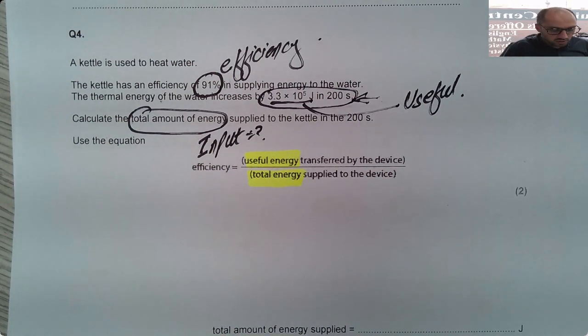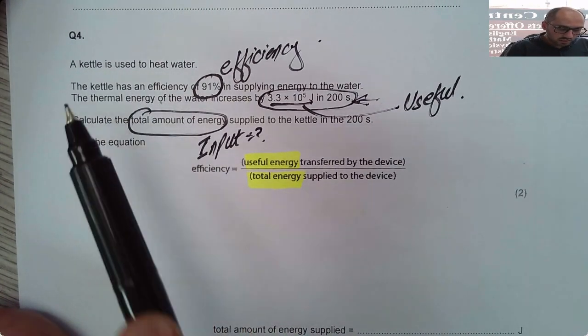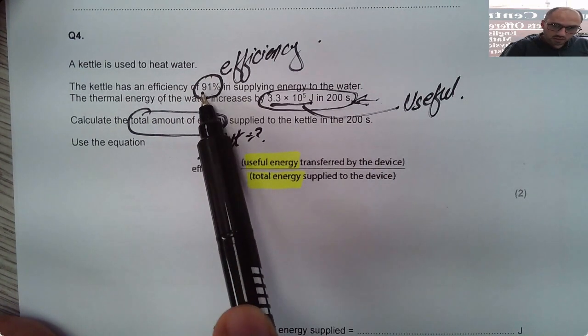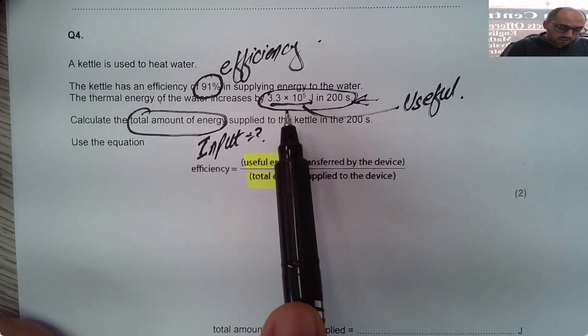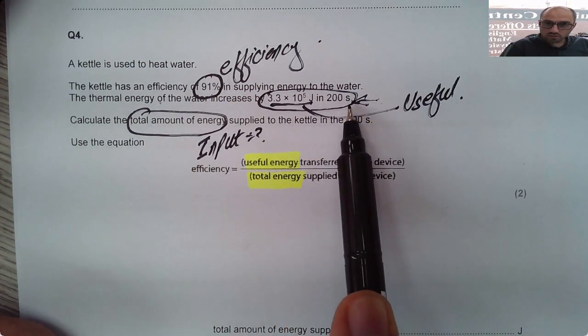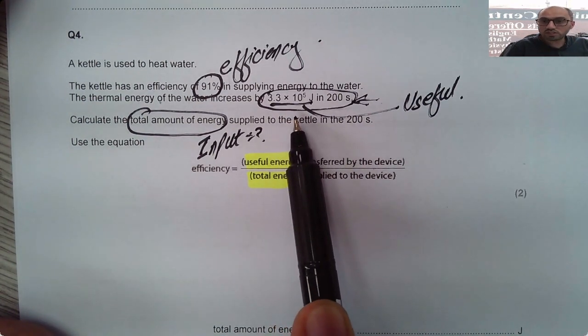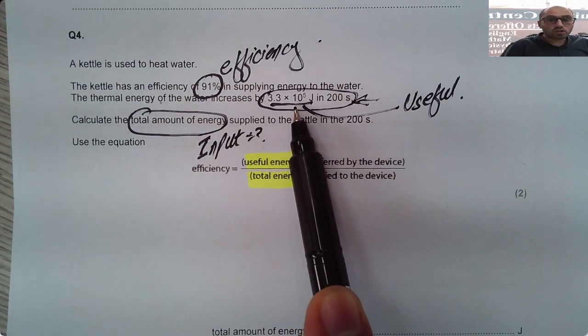Let us consider question number 4. This time they've given us a kettle and it is heating water. They're telling us that this kettle has an efficiency of 91%. So I've circled this number and written efficiency on top. Then it tells us that this much energy is transferred to the water in 200 seconds. So I can pick up this value and say this is my useful energy transfer, because this is the amount of energy that has gone to the water.